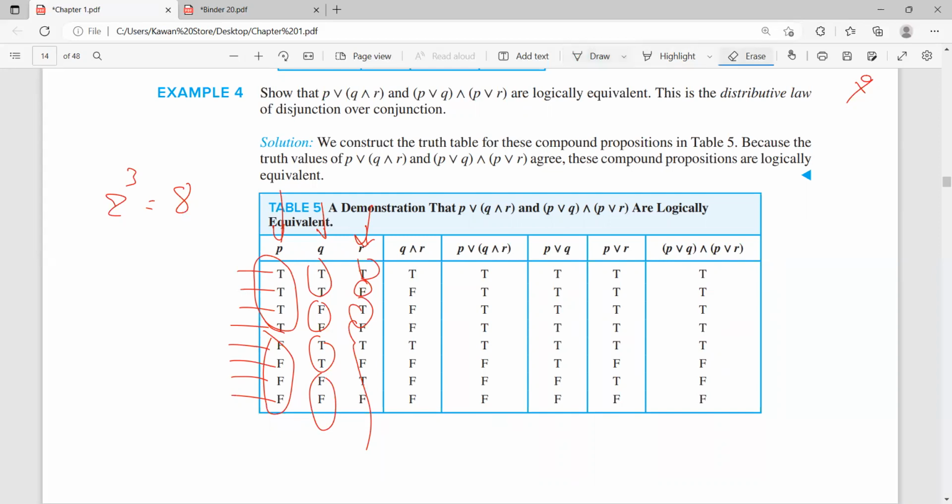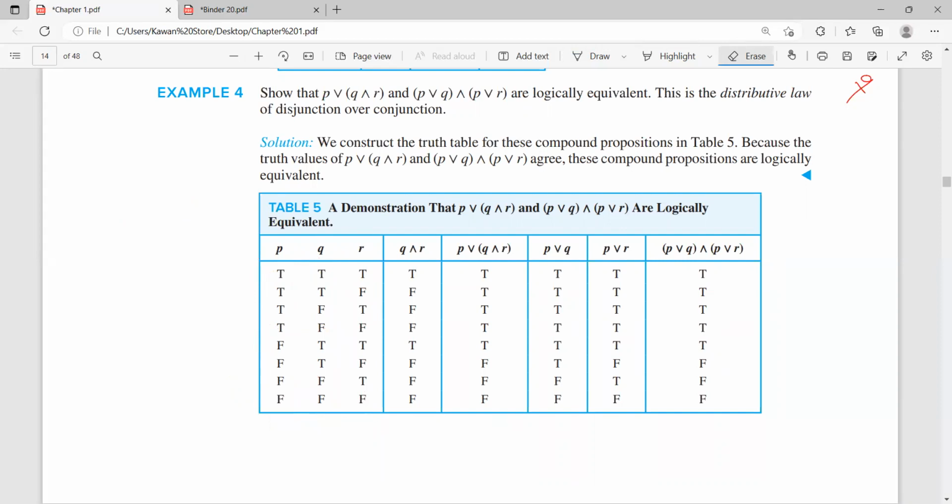So look at here. You can see, show that P or Q and R. Now we have Q and R, because AND precedes OR, right? Precedence says that. So Q and R. Here's the result. Then P or (Q and R). Here's the result. Okay, show that that one is equivalent to B, capital B. Where's B?